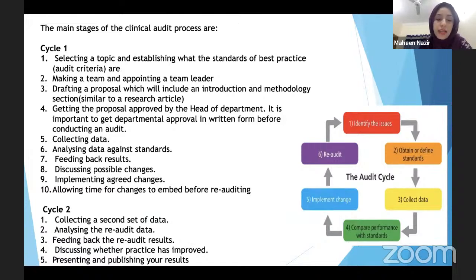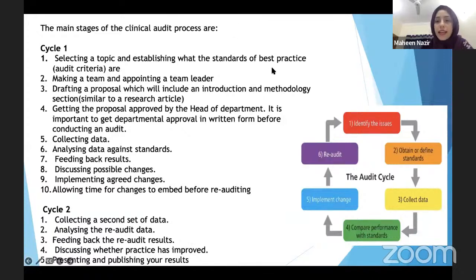In cycle 2, you're going to collect a second set of data, you're going to analyze the data again, you're going to see whether the intervention that you applied has improved outcomes, you're going to discuss whether the practice has improved, and finally you're going to present and publish your results.